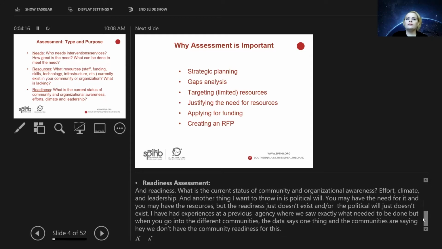There's also a readiness assessment. What's the current status of the community and organizational awareness, effort, climate, and leadership? Another thing I want to throw in is political will. You may have the need for it and you may have the resources, but the readiness just doesn't exist, or the political will doesn't exist. I've encountered this actually. A community had done a needs assessment, identified their need, but the community and the political will just wasn't there to address it. So they had to go back and reassess.